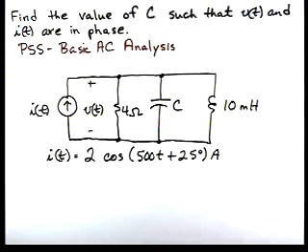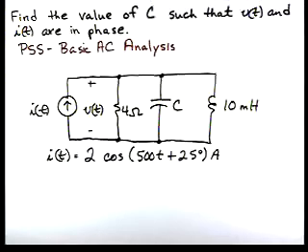In this problem, our task is to find the value of C such that v(t) and i(t) are in phase. And we're going to use our problem-solving strategy entitled Basic AC Analysis, where we're going to convert this circuit over to the frequency domain, and then we'll perform the analysis in the frequency domain.